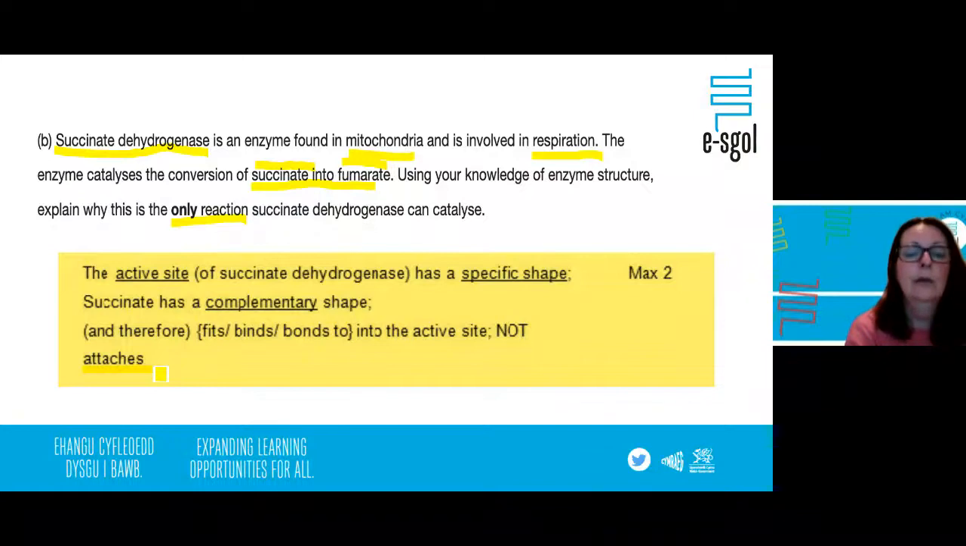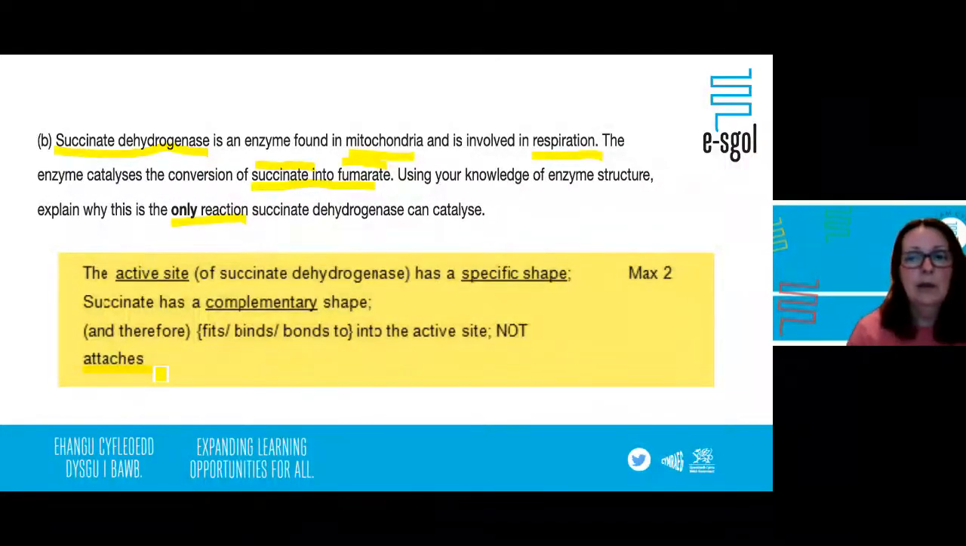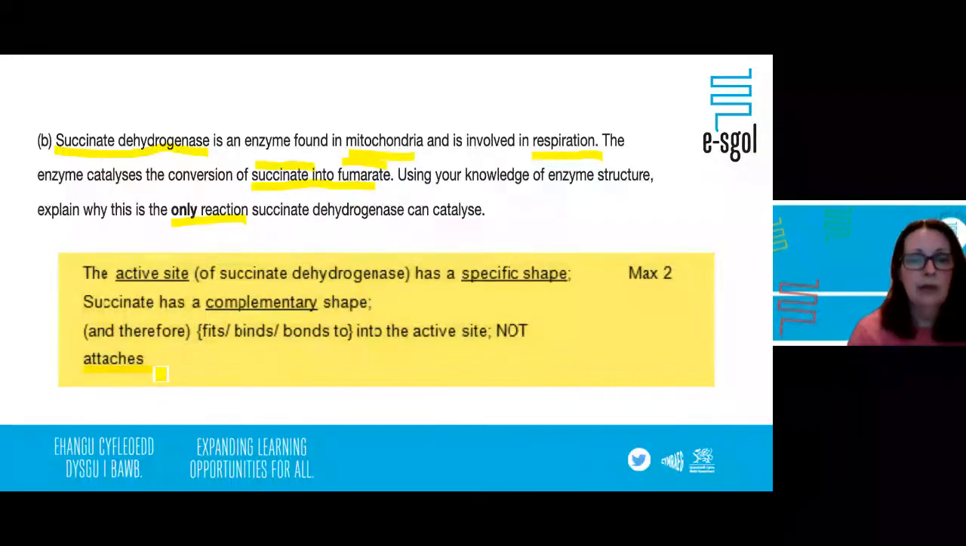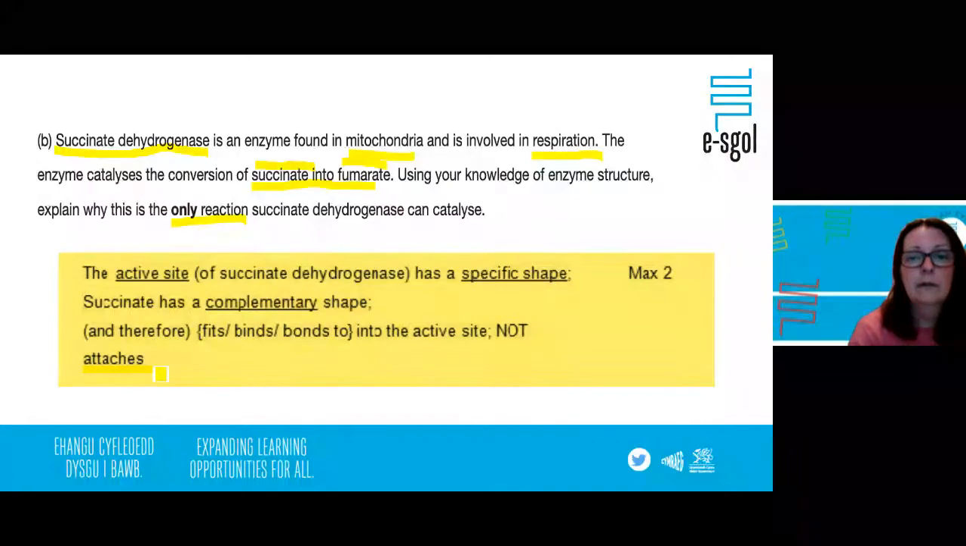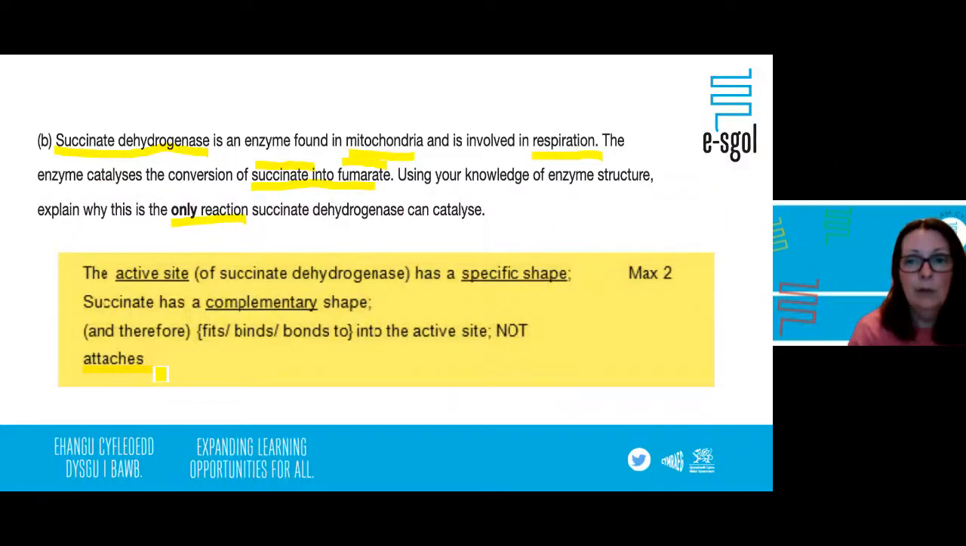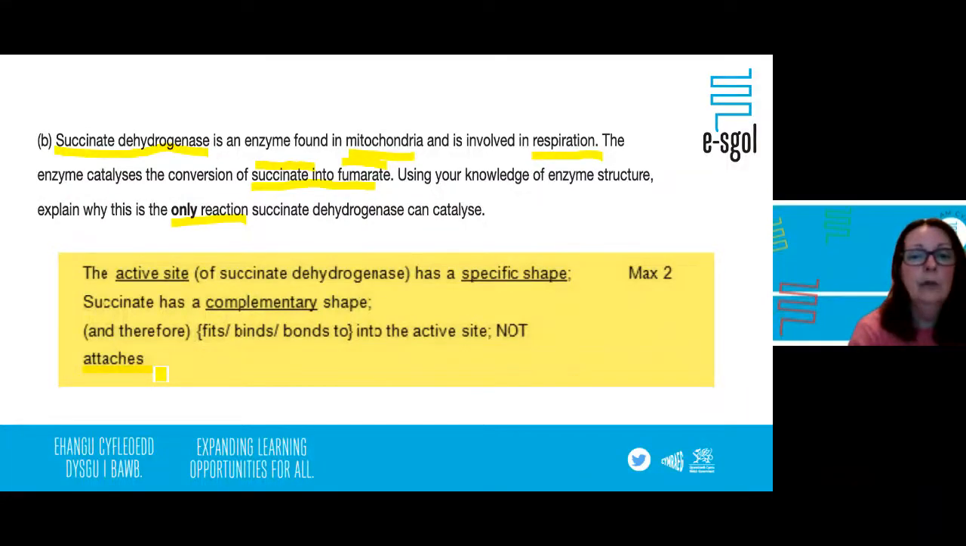Okay, so again, we've got an enzyme, it's found in mitochondria, it's involved in respiration, it tells us what the enzyme converts and into what product, and then why do we need to know that this is the only reaction there? So it's the active site, has a specific shape, and then the substance that we are breaking down has a complementary shape to that.